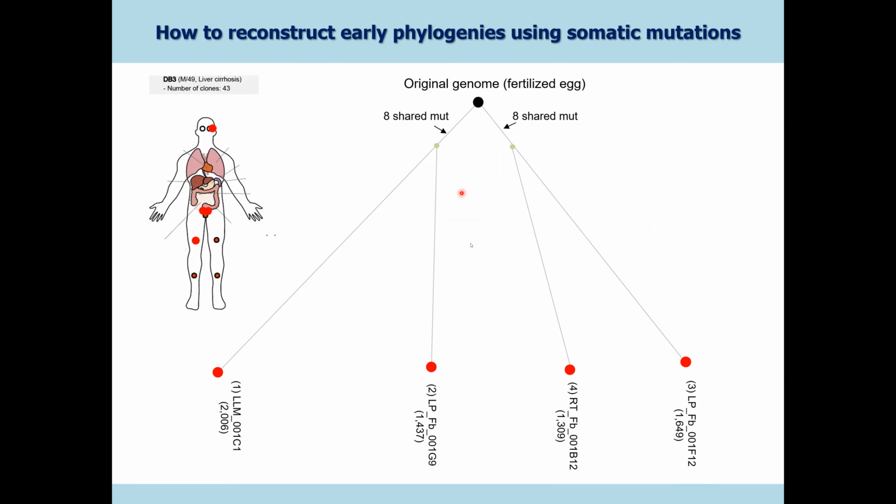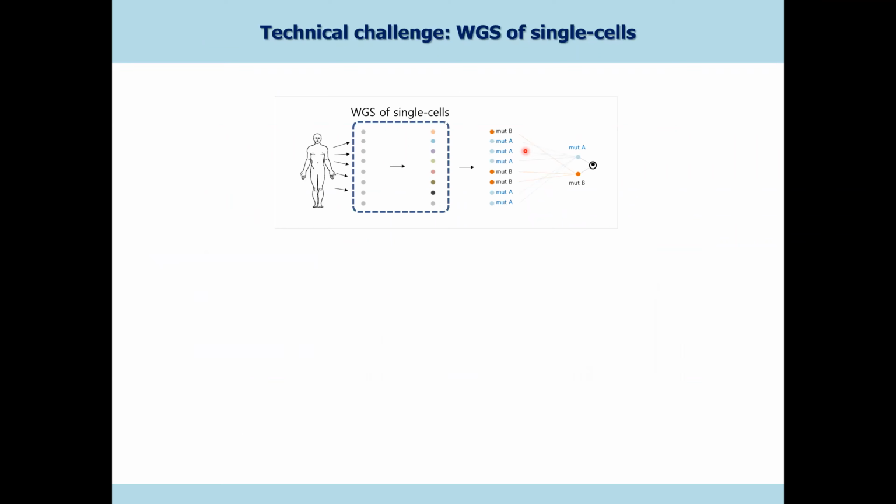Go ahead. Thank you. A quick question. Based on your data, most cells are very remotely related, right? They only share a very early stage. Is it because of sampling bias? You only sample a very limited number of cells in the body.